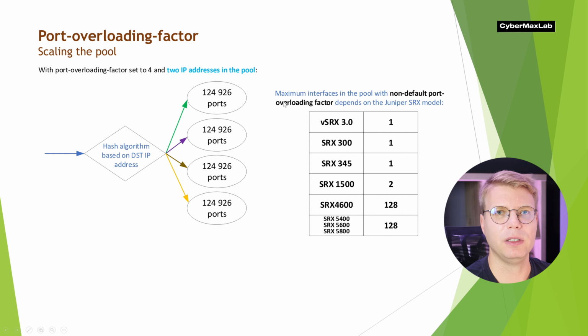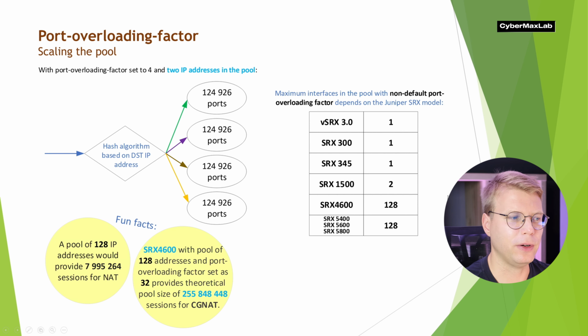The maximum interfaces in the pool with a non-default overloading factor depends on the Juniper SRX model. And on the branch series or the virtual product, it is limited to 1. In the data center product, it starts increasing. Like in the 1500, you can create a pool of 2 addresses and apply non-standard factor to it. Or big boxes like ISP and data center scaling, they can do up to 128 addresses.